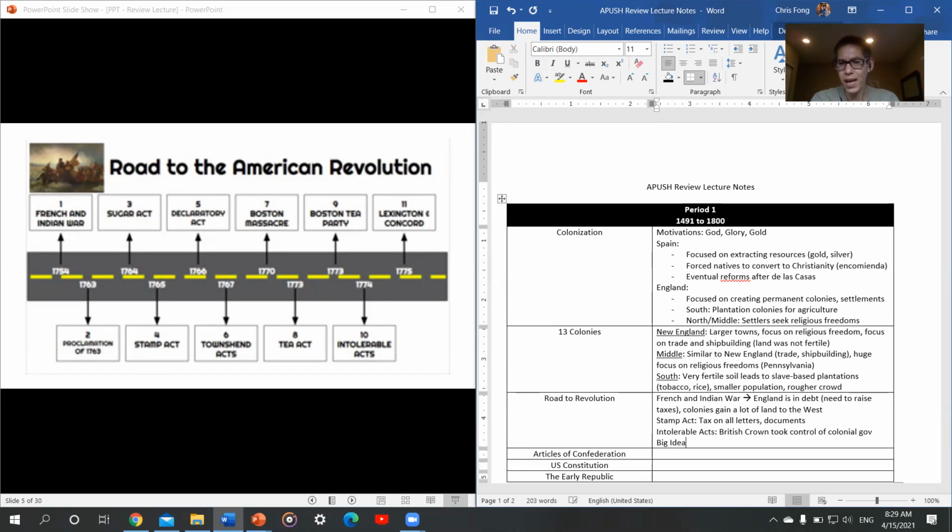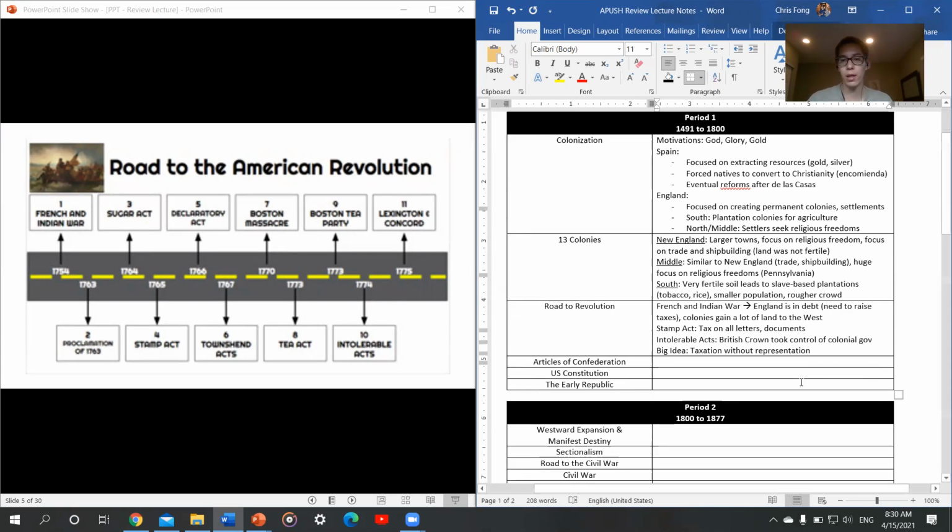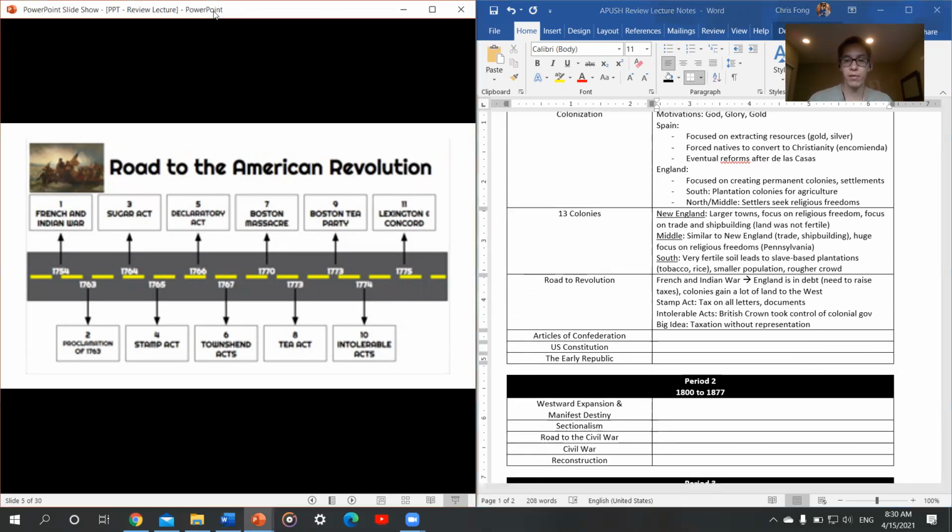And so the big idea here is taxation without representation. The colonists felt like they were having all of these incredibly high taxes placed upon them by a king halfway across the sea, and they didn't actually have any representation back in the British Parliament. So again, knowing a few key terms, having those ready is always helpful.